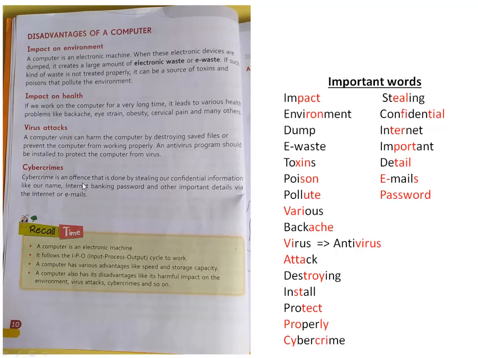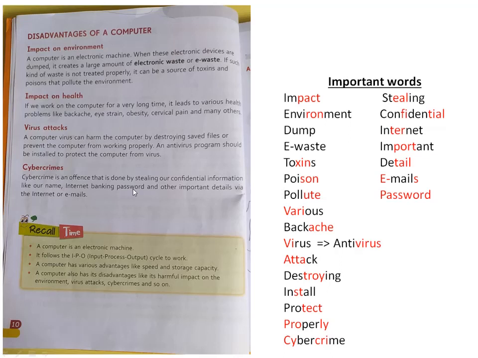Cybercrime is an offense. Offense means wrongdoing. Okay? That is done by stealing our confidential information. Confidential information that we don't want to share with anyone. It is our own personal information, right? That is called confidential information, like our name, internet banking password. What is a password? You all know, right? I'm just telling you again. A password is a word which is unique and it is secret, okay?